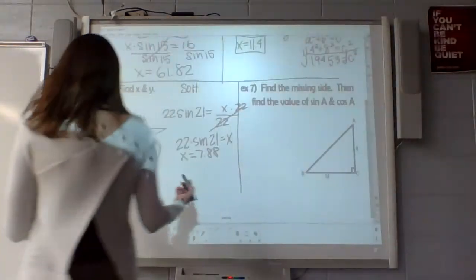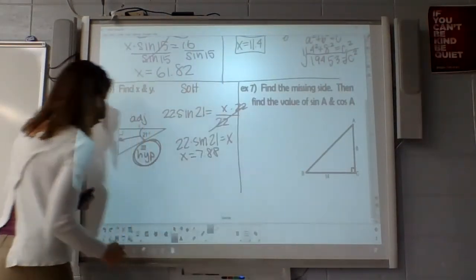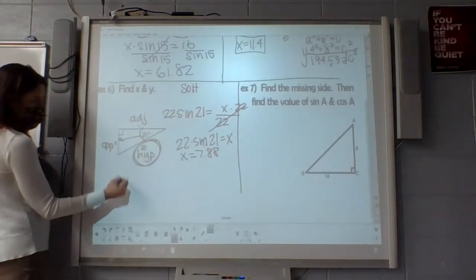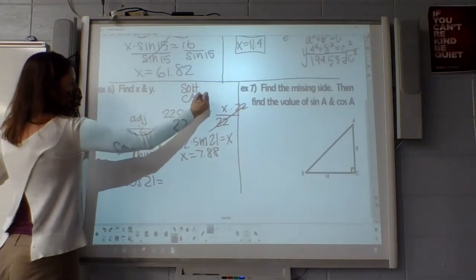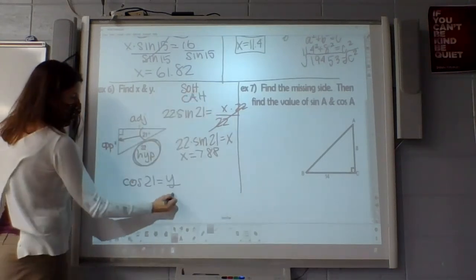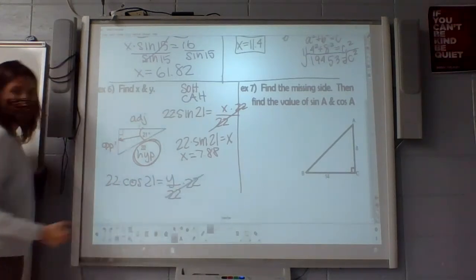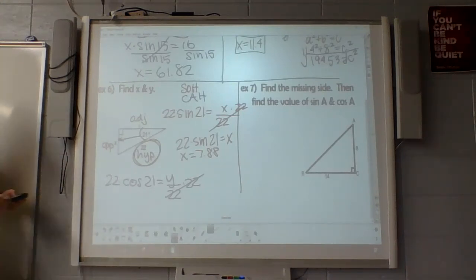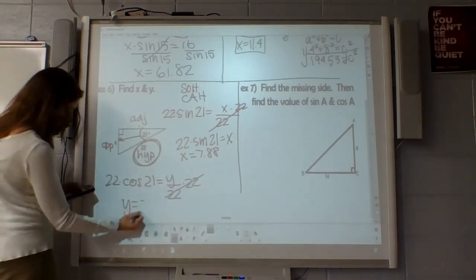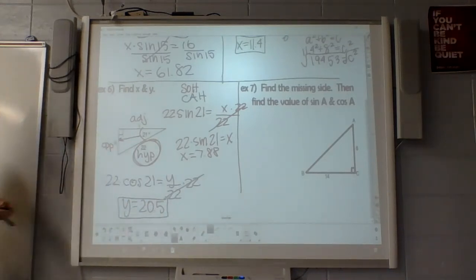Maybe let's do cosine, since you probably get a more exact answer, just to show you that. So to find y, we can now do the cosine of 21, adjacent over hypotenuse, so y over 22. I would say if the variable is in the numerator, I actually think trig is a little faster than Pythagorean theorem, and there's not as much rounding. So y is 20.5-ish, 20.54.